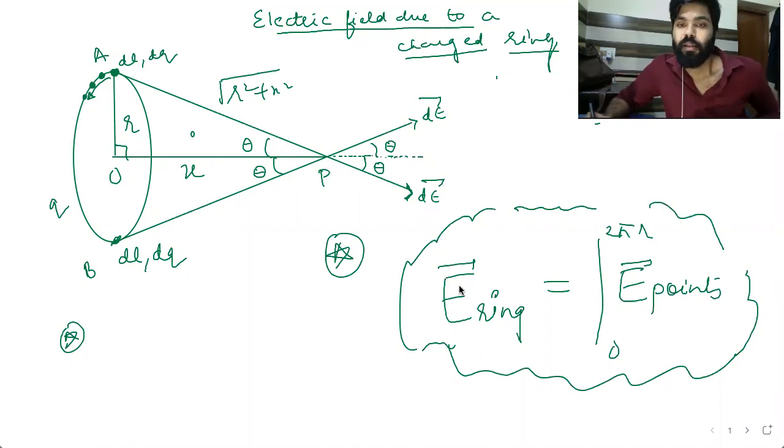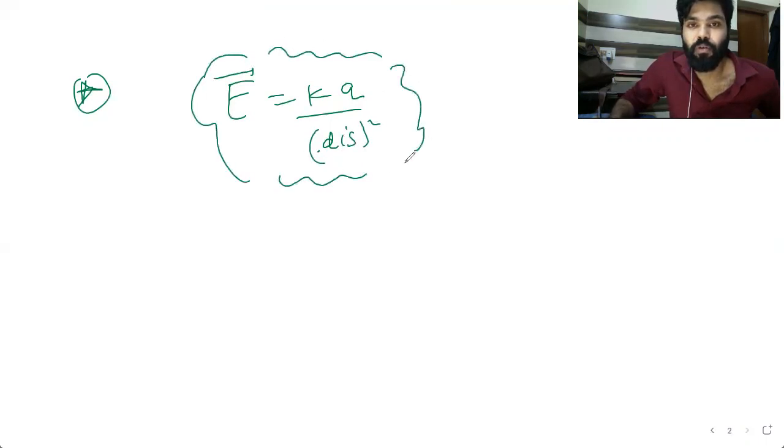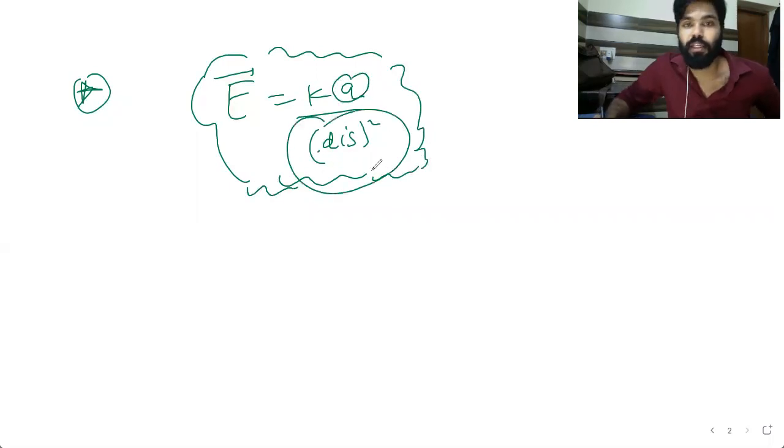I mean to say, the electric field of the ring is the electric field of all the points which are present over its circumference, 0 to 2πr. This is our key concept that you should keep in mind. Now, as you know, the electric field of a point charge is what? K times charge over distance square. You have to put the value of charge and distance in this expression for finding the value of the electric field of a point charge.